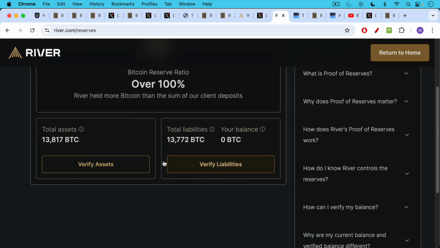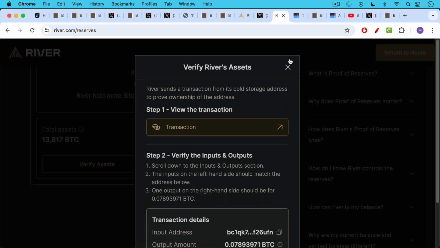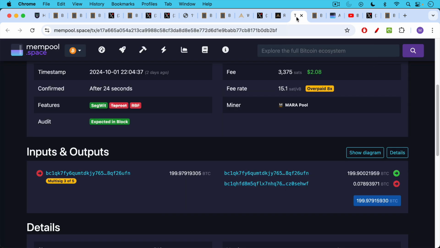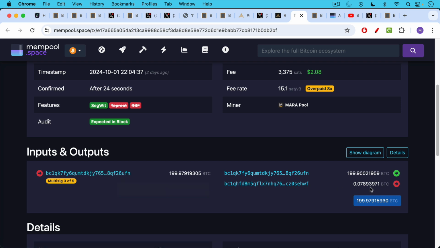How do we do this? First of all, we verify the assets. We can click here. They have 13,817 Bitcoin. Basically, we can click here, and this will take us to a transaction that was done on the blockchain. I believe I have it right here. And this is to prove that they can spend from this multi-sig address. So here's an example where they're spending just a few sats here.